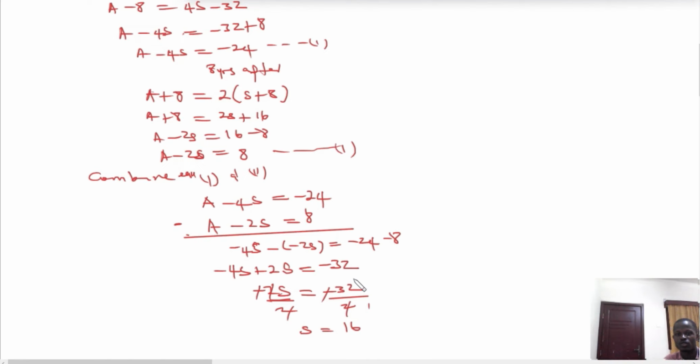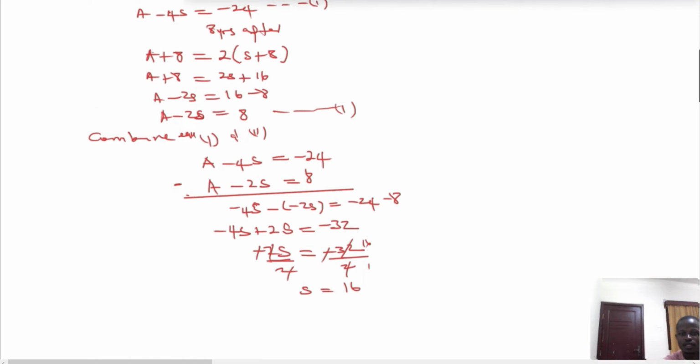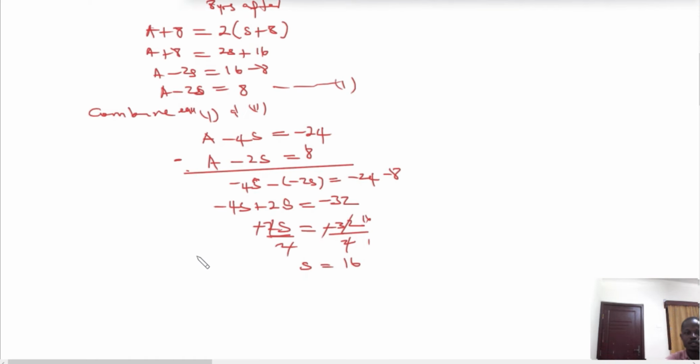32 divided by 2 is 16. So the son's age is 16 years. Son's age is equal to 16 years.